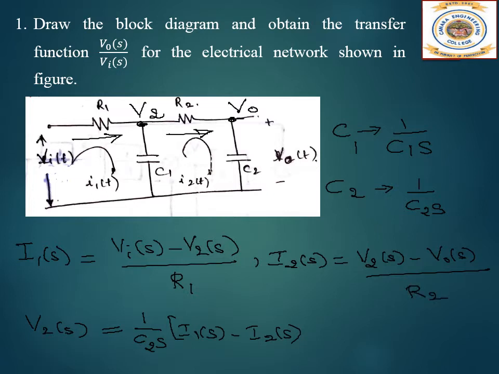The last one we have is V0. What is V0? V0 is the drop across C2. What is the current flowing in C2? It is I2. So V0 of S is 1 by C2S into I2 of S. Now we have got 4 equations which represent this electrical circuit, the mathematical equations. Now let us write the block diagram for each of these equations, and we can draw the complete block diagram using these 4 equations.